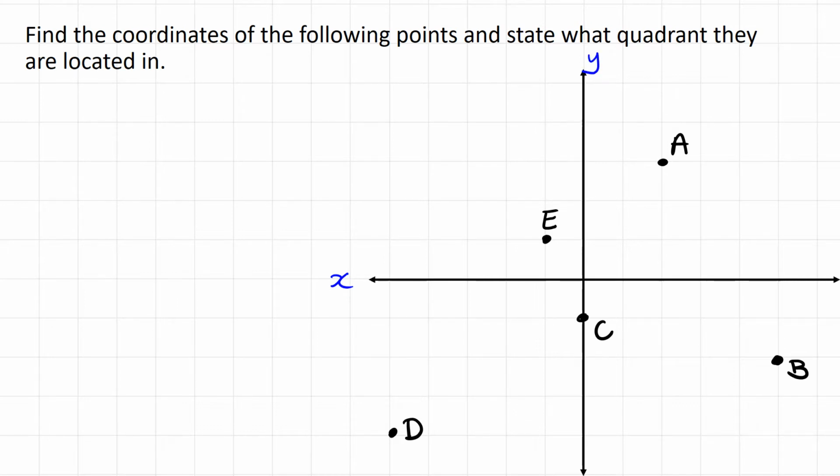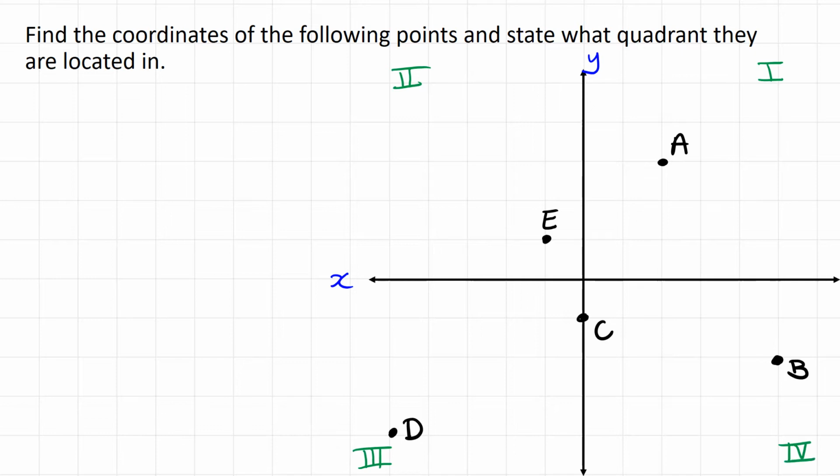The next thing I'm going to do is I know I need to figure out what quadrant they're in, so let's label the quadrants as well so it makes that final step a little easier. Starting from the top right, we've got quadrant 1, then we've got quadrant 2 over here, bottom left is quadrant 3, and quadrant 4 is the bottom right. So I've labeled those as well.